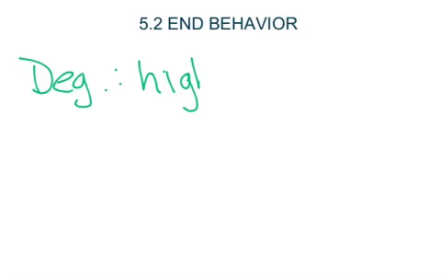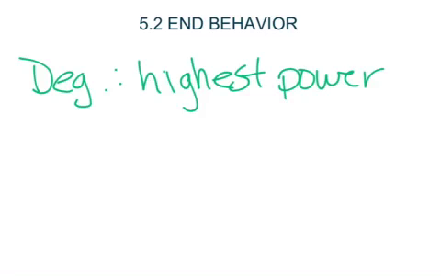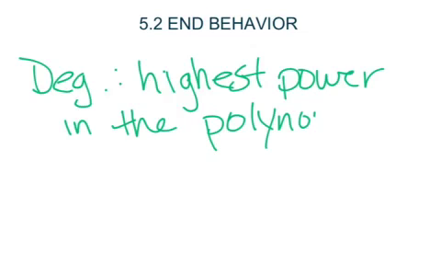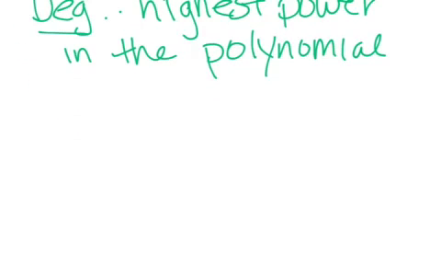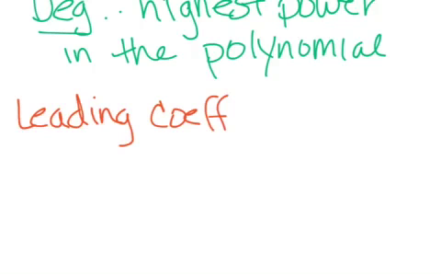So we have 4 different options, and we're going to focus on the power, the degree of our polynomial. So you have to remember that the degree is the highest power in the polynomial, and then we also look at the leading coefficient as well when we're doing this. And we're looking at not the numerical value, but whether it is positive or negative.